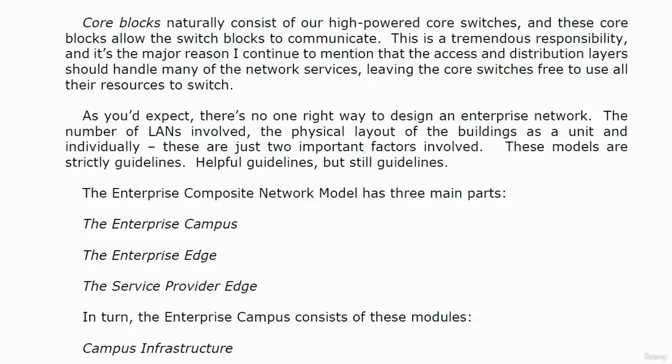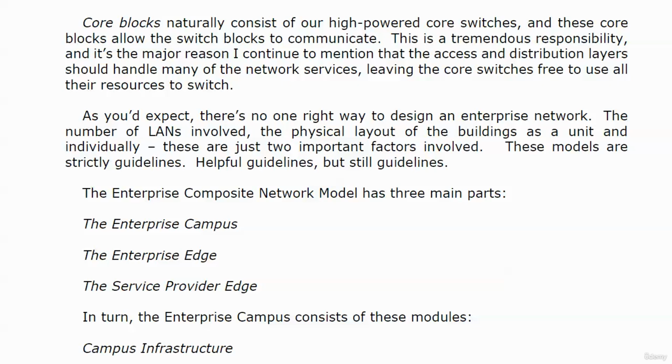Core blocks, naturally, consist of our high-powered core switches, and these allow the switch blocks themselves to communicate. A huge responsibility. It's the major reason I'm hitting you over the head with the fact that we want the access and distribution layers to handle as many of the network services as possible, because what do we want the core switches free to do? Switch. Now, as you would expect, there is no one right way to design an enterprise network. Just 2 important factors, of course: the physical layout and the number of LANs involved. So anything we go over here is a helpful guideline, but still just a guideline.